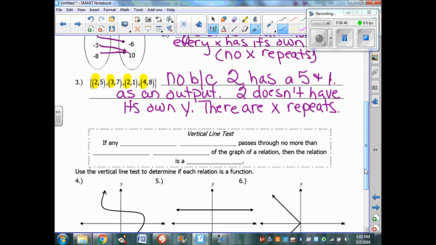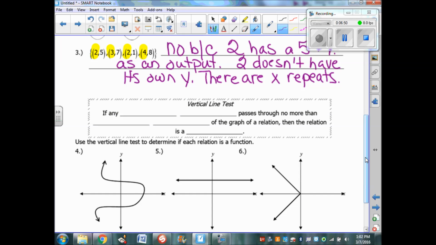Okay, so now what if we have a graph? Down here we've got some graphs. So we have a special test called the vertical line test, and I like to call it the VLT for short. Okay, VLT, vertical line test. That says if any vertical line passes through no more than 1 point of the graph of a relation, then the relation is a function.